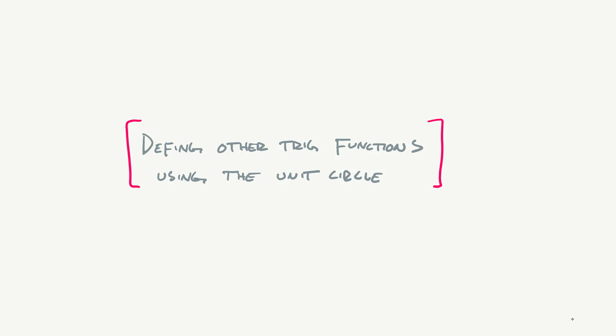Anyway, today we're learning about defining the other trig functions using the unit circle. At this point, we already know the definitions of the unit circle for sine and cosine, and we're going to use those ideas to help redefine the secant, cosecant, tangent, and cotangent functions. Well, let's get to it.